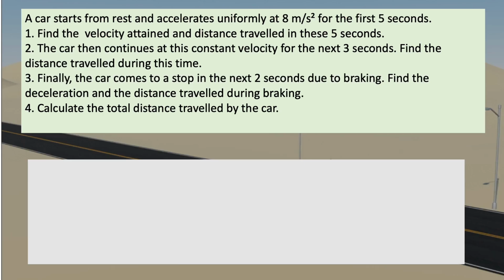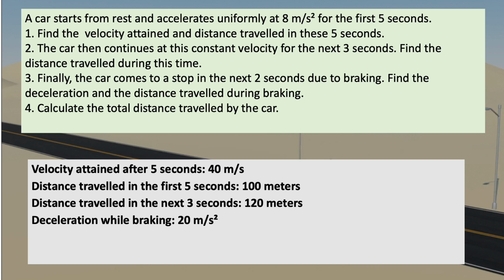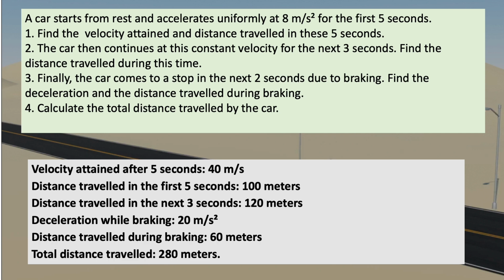The velocity attained after 5 seconds is 40 meters per second. Distance traveled in first 5 seconds is 100 meters. Distance traveled in the next 3 seconds is 120 meters. Deceleration while braking is 20 meters per second square. Distance traveled during braking is 60 meters and total distance traveled is 280 meters.